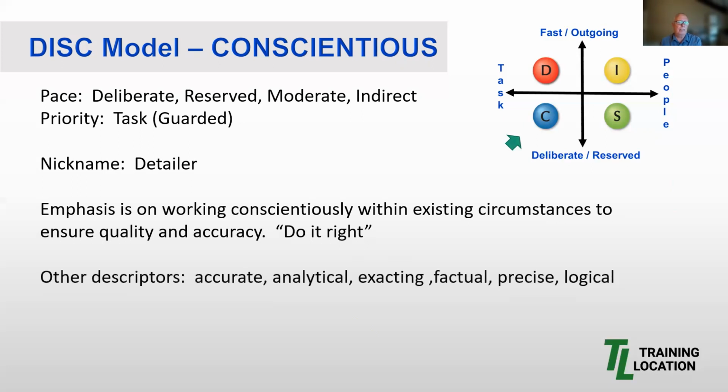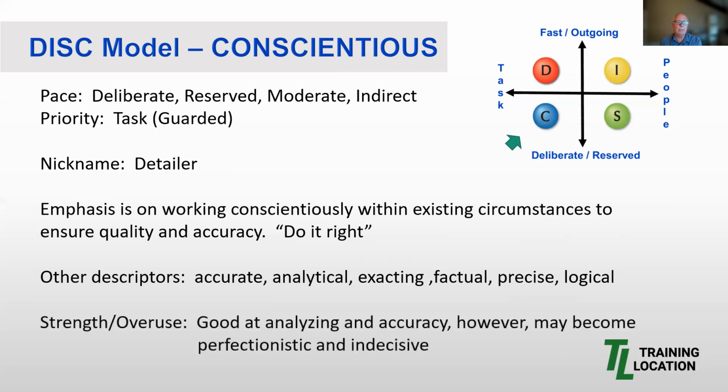Other descriptors might include accurate, analytical, exacting, factual, precise, logical. And their strength and overuse, they're great at analyzing and accuracy. However, they may become perfectionistic and indecisive. And that's sometimes known as paralysis by analysis. They get stuck in analyzing, they can't move forward.